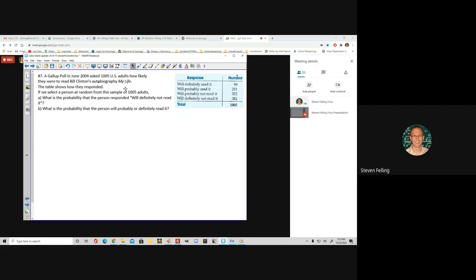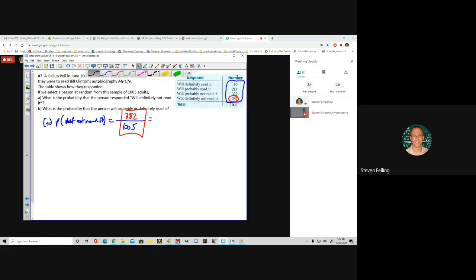If we select a person at random, so one person, what's the probability that the person responded will definitely not read it? Okay, well, that's a simple probability. So we're going to take the entire table, 1005, right? And then the event would be that they'll definitely not read it, which is this group, 382. I'll just leave it as a fraction. I didn't bother to compute it, so we'll stop there.